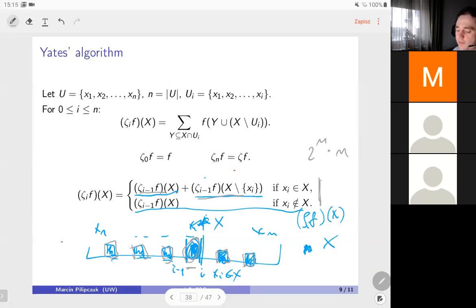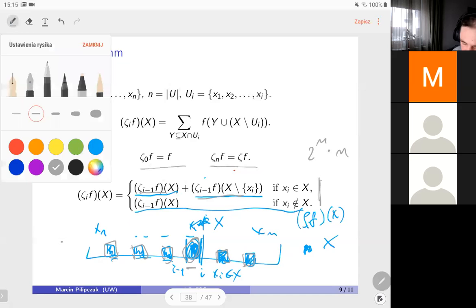I mean, from 1 to n, because I start with zeta 0 and I want to end up with zeta n. So I need to n times pass over all x's and make this computation up here. It's in the middle. And this is it.